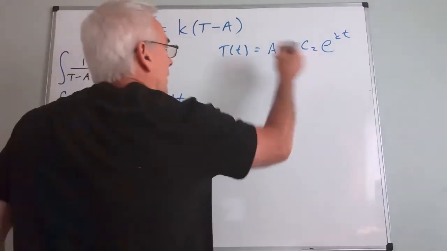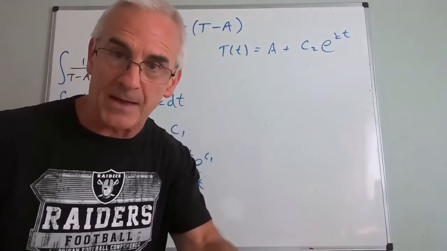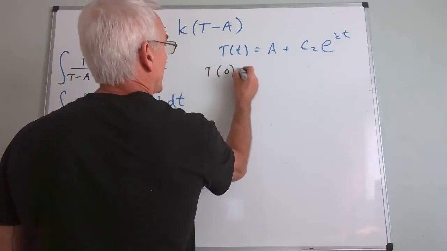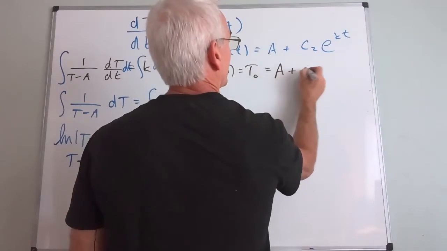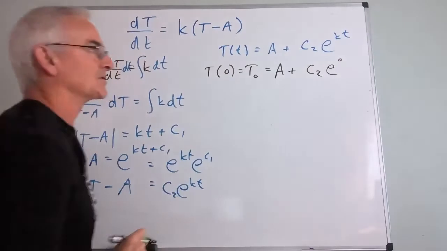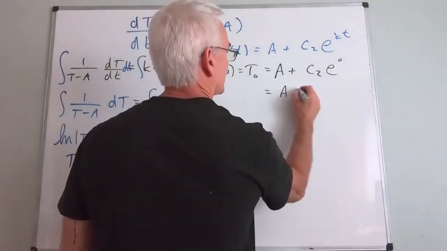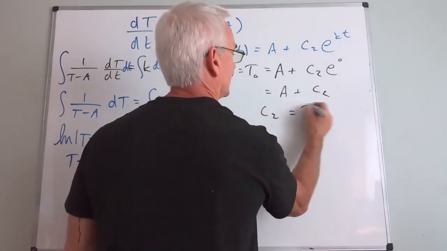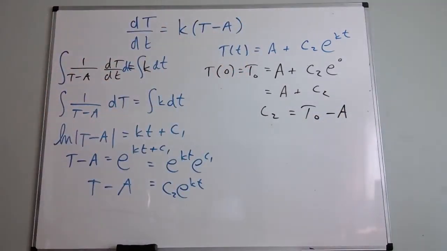Let's check this out. Right when I set my hot cup of coffee down, its temperature at that moment we call T sub 0. So the temperature at time 0, which we call T0, is equal to what? A plus C2 times e to the 0, but that's just 1. Oh, so that means that C2 is equal to what? T0 minus A. So C2 isn't an unknown.